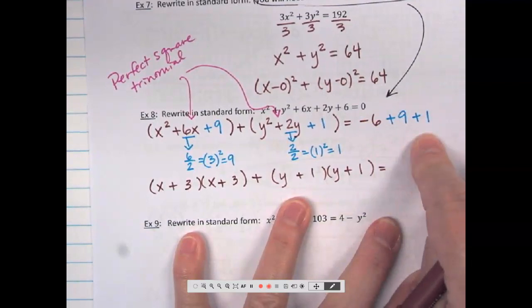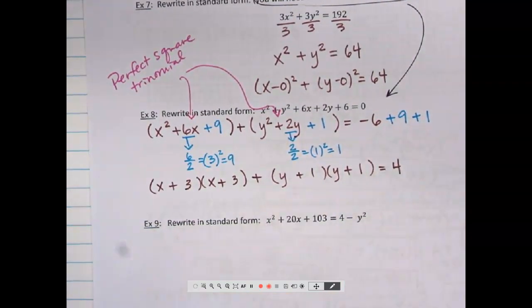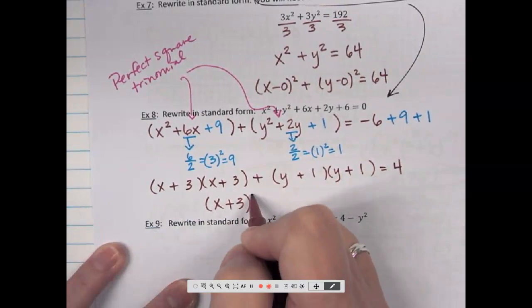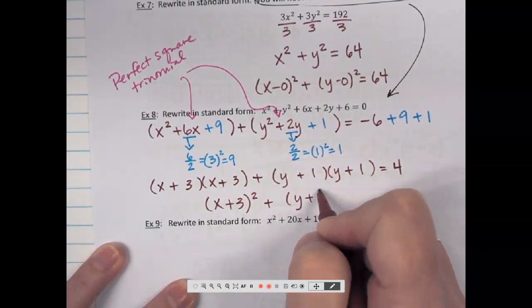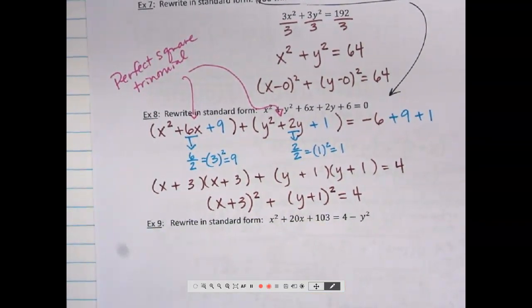Okay, now let's add this up. That's 10 minus 6 is 4. And then finally, the last step is to write x plus 3 squared and y plus 1 squared equals 4. And that is our standard form. So from that, I can tell you it's centered at -3, -1, and I can tell you that the radius is 2. So much more useful form.